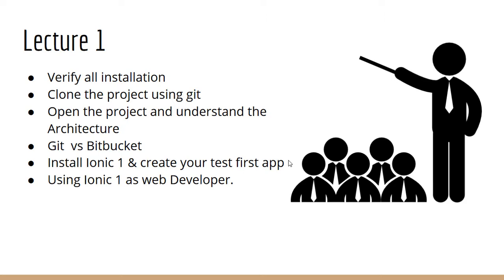The roadmap today: we will verify all the installation, we will clone the project using Git, and we will know what Git is. We will open the project and understand the architecture of the project itself. Also, we will have some discussion about Git and Bitbucket, and we will install Ionic and create our first application, using Ionic as a web developer.